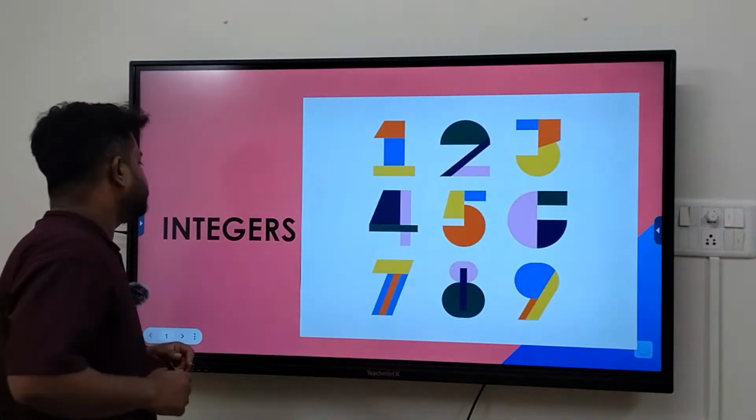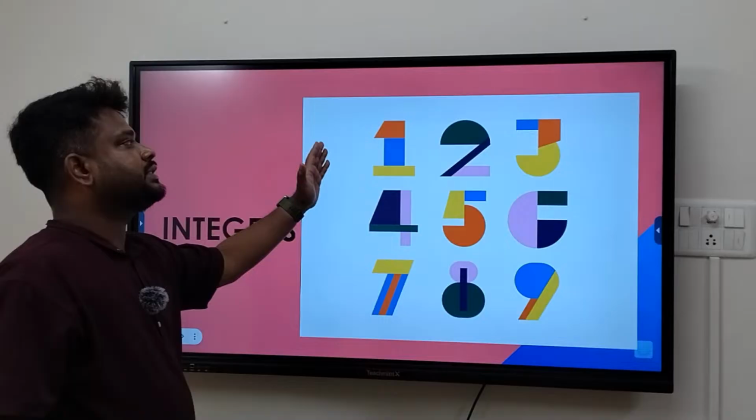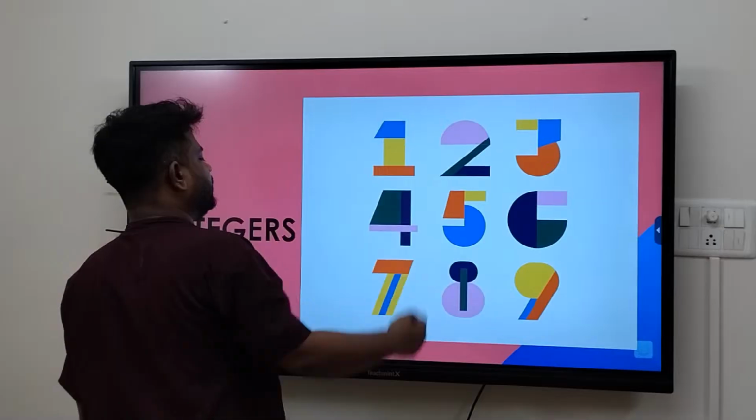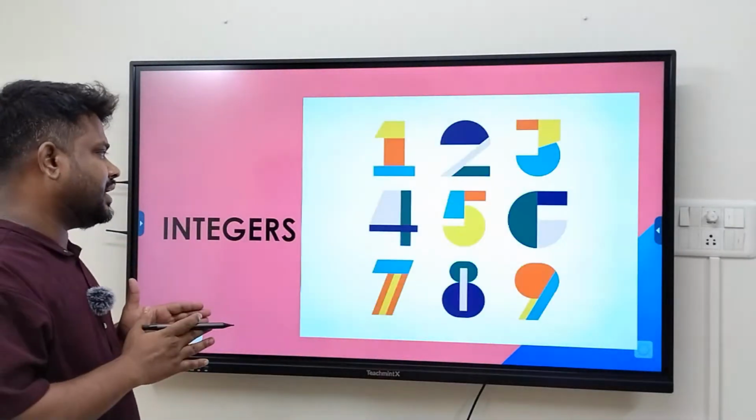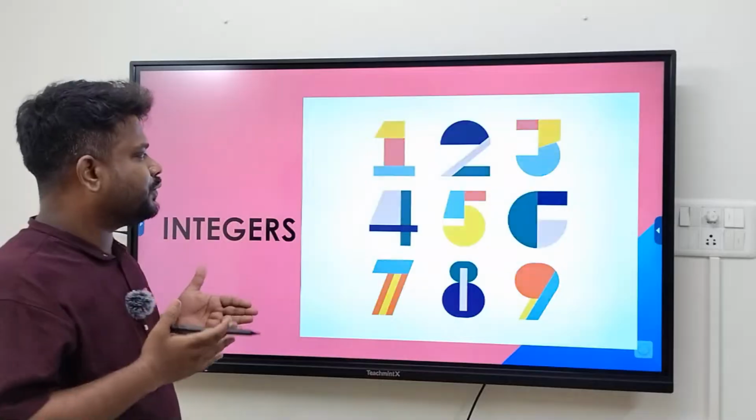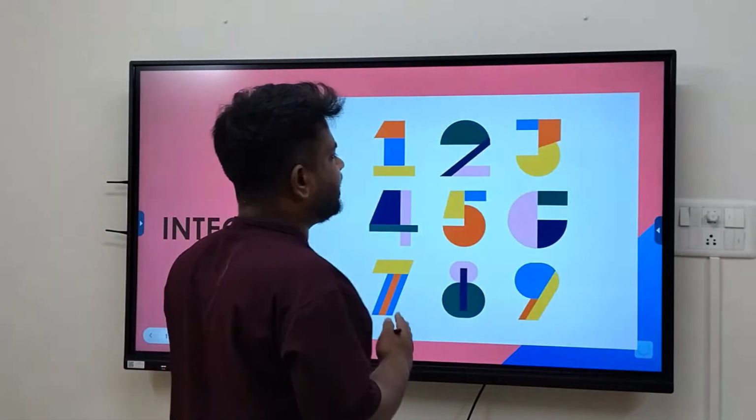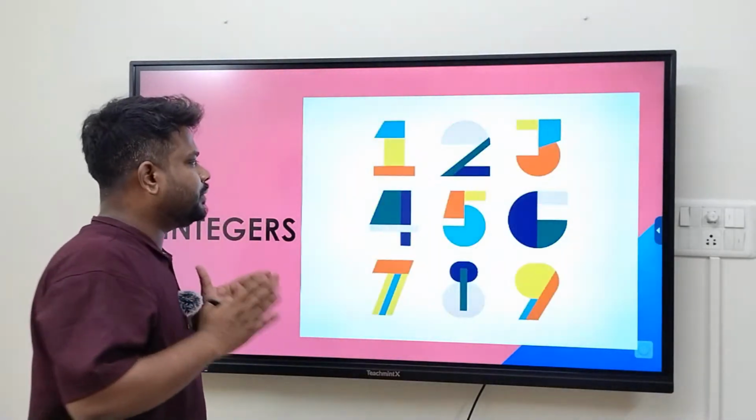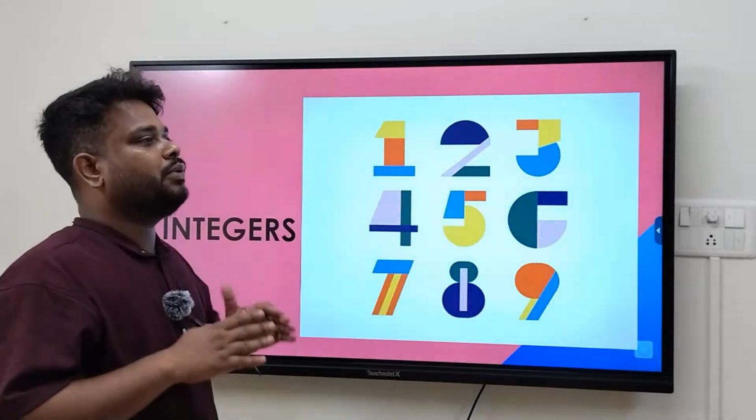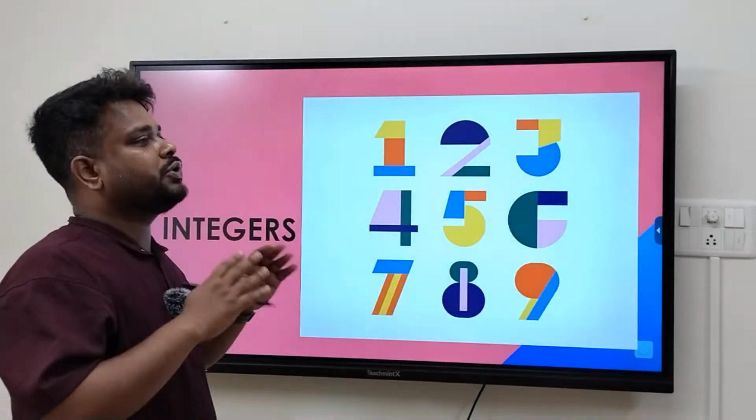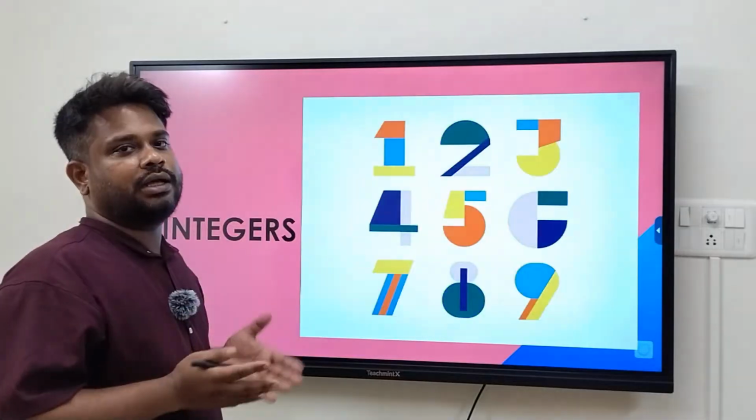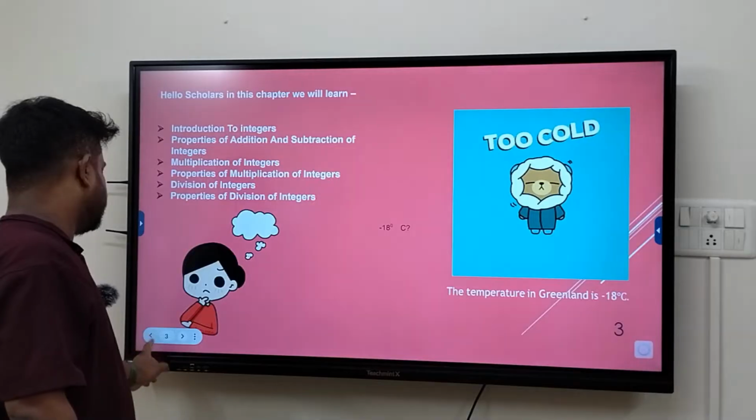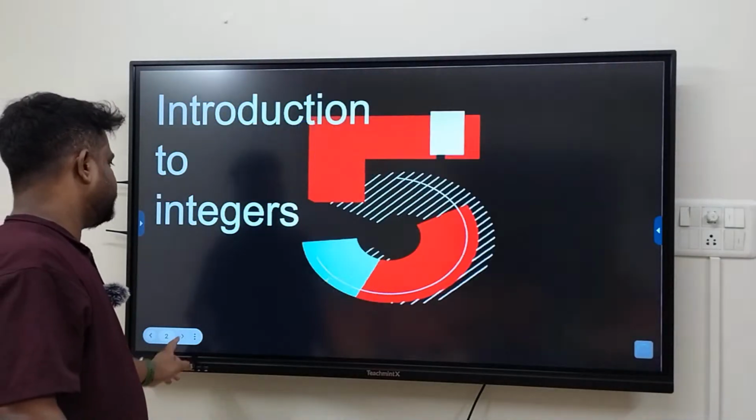Okay, so let's start. So integers, and here you can see that we are having the blinkings of numbers like just like 1, 2, 3, 4, 5, 6, 7, 8. So from this you may know it, and if you don't know, integers are basically numbers, but what kind of numbers? This chapter will tell us which numbers will be considered as integers and how we can solve the questions regarding integers.